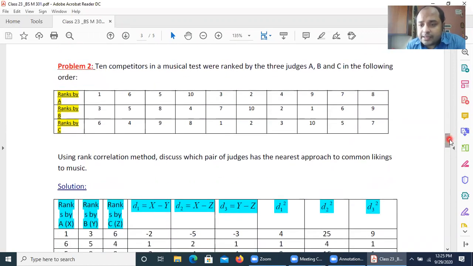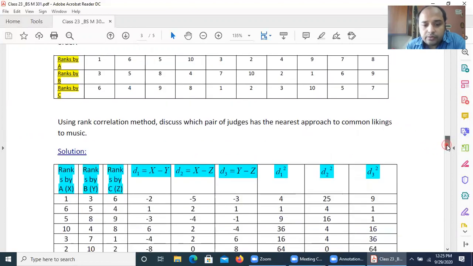So in this case, the question is, I have to find out using the rank correlation method which pair of judges has the nearest approach to common likings in music. Is it the pair of Kumar Sanu and Alka Yagnik, or the pair of Shantanu Moitra and Alka Yagnik, or the pair of Kumar Sanu and Shantanu Moitra? Right? So I have to find it out. That can also be found out using the rank correlation method. So how interesting it is, you see.